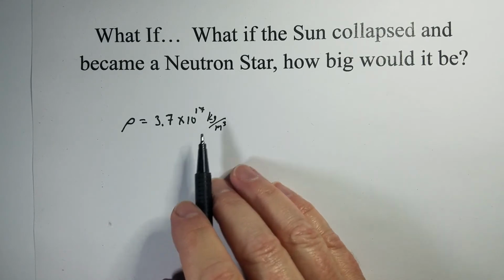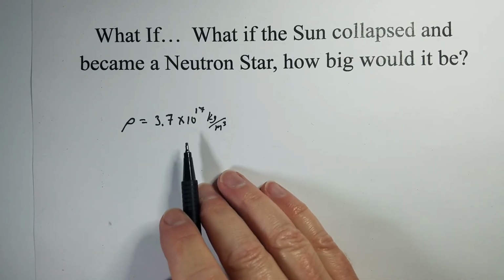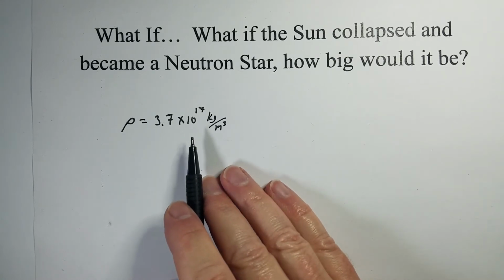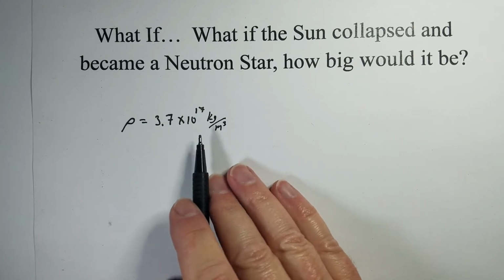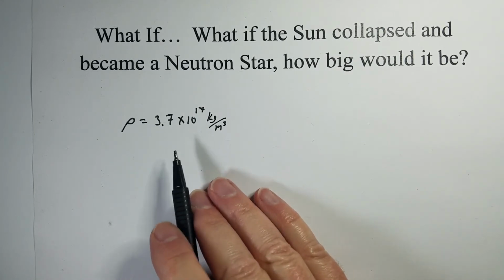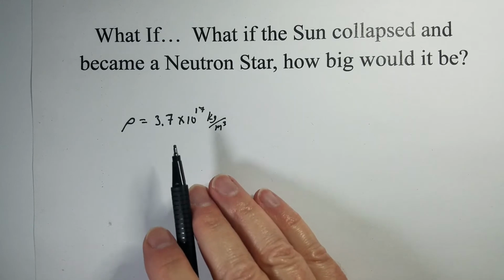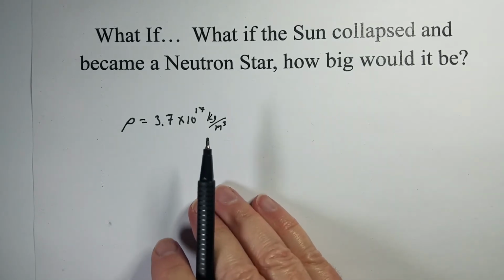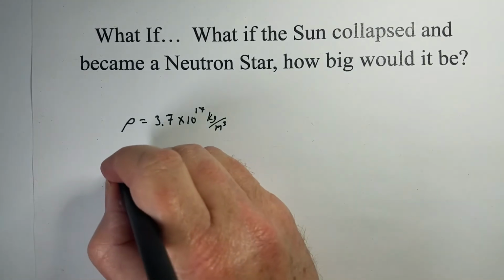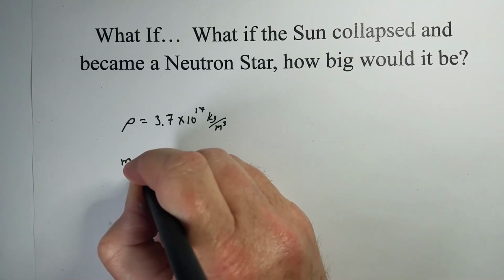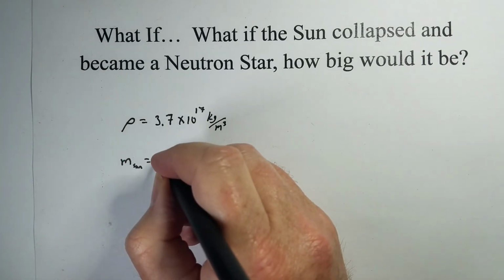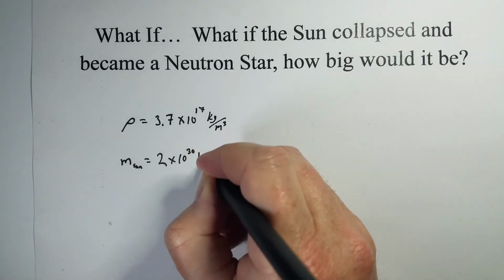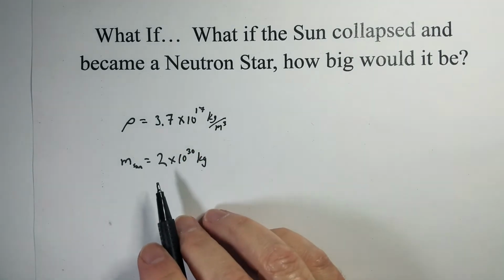Now our sun's density is nowhere near this, but if we could squinch it down to that density, then it would become a neutron star. Now, some neutron stars are more dense depending on the size of the original star when it started to collapse. But we're going to go with this one. This is kind of on the low end again. Well, the mass of our sun is 2 times 10 to the 30th kilograms. So that's the mass of our sun.